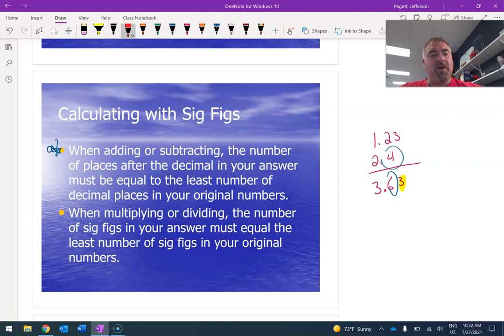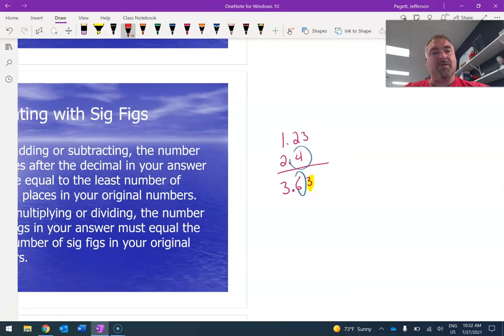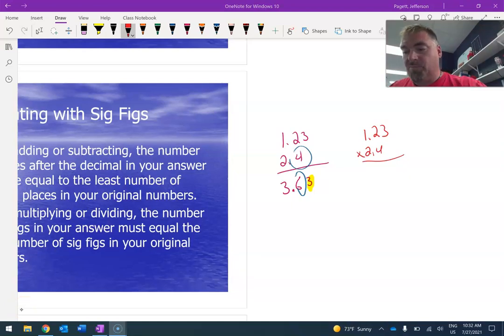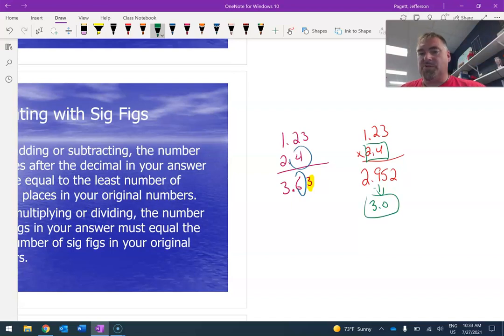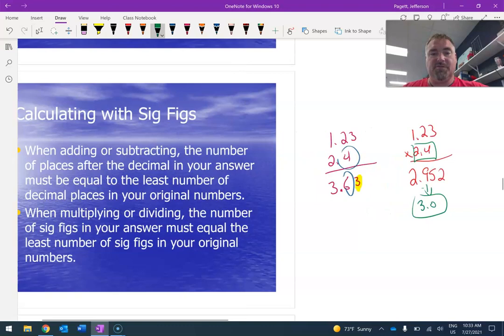Now, if I'm multiplying or dividing, in this instance, the number of sig figs in your answer must be equal to the least number of sig figs in your original numbers. So if I were to do the exact same numbers, the 1.23 times the 2.4, if I were to multiply those, I would get 2.952. But because this only has 2 significant digits, I have to have 2 significant digits on here. So this actually becomes 3.0 because this 9 is going to be rounded up by the 5. And so my answer would end up being 3.0, implying only the 2 significant digits.